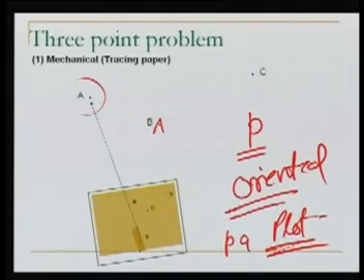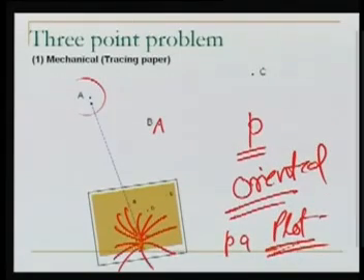Using this P, I can plot the various details by taking the resectors or by any method, by measuring the distances and plotting the things. So this is the tracing paper method of solving the 3-point problem.